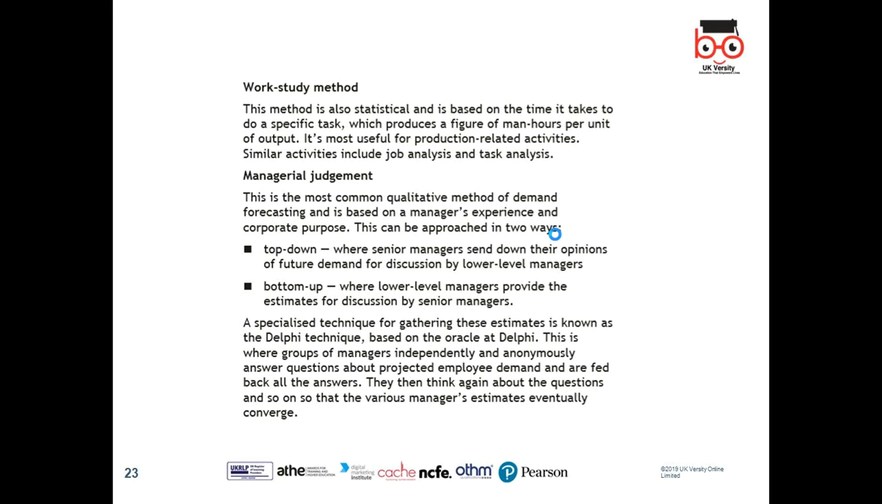Similar activities include the job analysis and task analysis. So we do the job analysis, nature of the job, and task, nature of the task. For managerial judgment we can use top-down and bottom-up approaches. We can use the top levels. That's why nowadays undercover boss is very important.